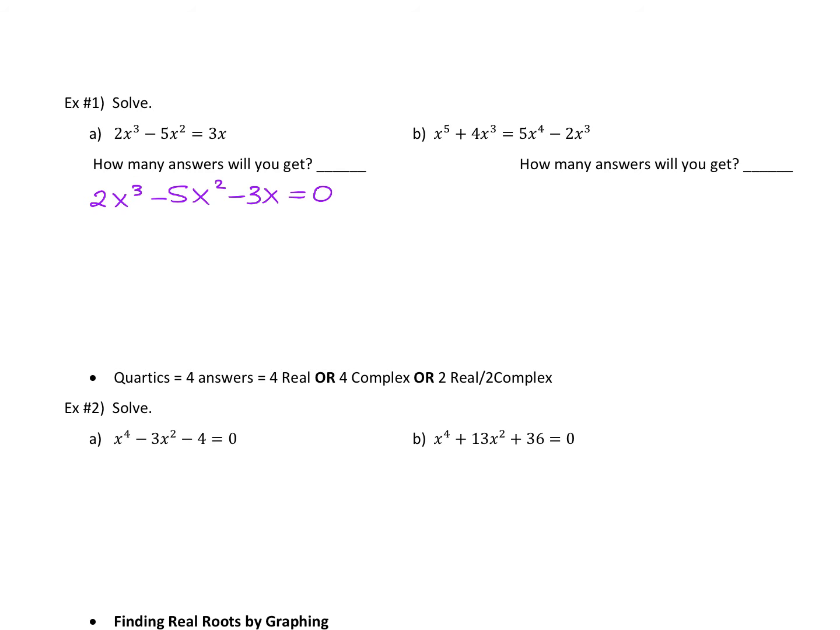How many answers should you get here? 3. You should get 3 solutions because of this little 3 right here. Okay, so you should get 3 solutions to this. Now it says factor it if you can. What do you do first to try to factor this? Take out an x. Yeah, we're going to factor out our GCF, which in this case is an x. So if I factor out an x, I have 2x squared minus 5x minus 3 equals 0.